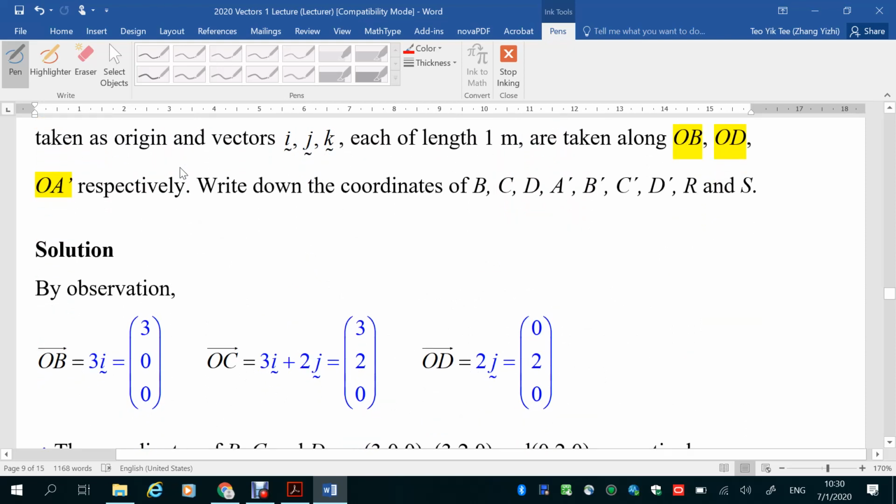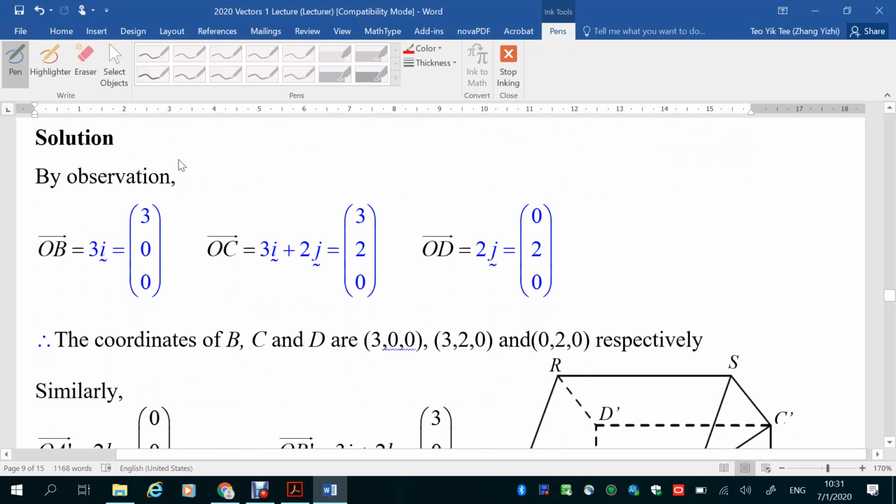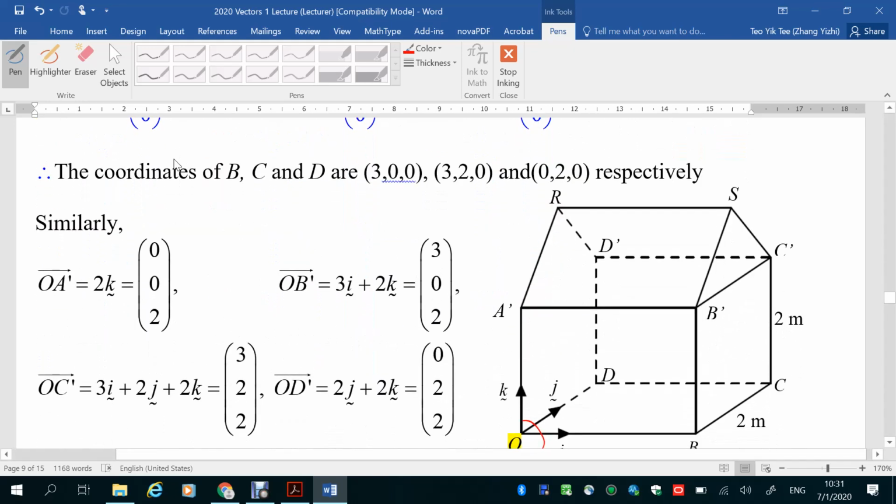In the exams, students will usually just write the column vector. The ijk form is not necessary and can be confusing, so most of the time students just write the column vector. The ijk is just for completeness of the lecture notes. Can? If you can do this, subsequently you should be able to do your OA', OB', OC', OD'. Can? The bigger problem will actually be OS and OR.